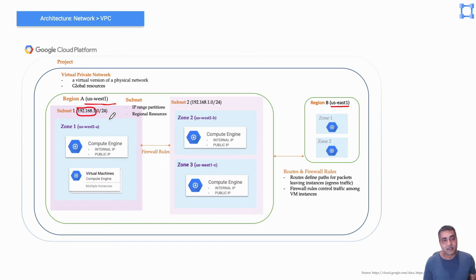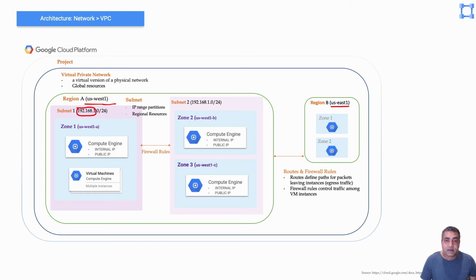The next is, once you have created all of these, you need a way to restrict incoming, which is ingress, as well as outgoing egress traffic into the network. So you should be able to define if this particular machine can talk to this machine. That's taken care of by routes and firewall rules. So routes define the path for packets leaving instances, and firewall rules control traffic among VM instances.